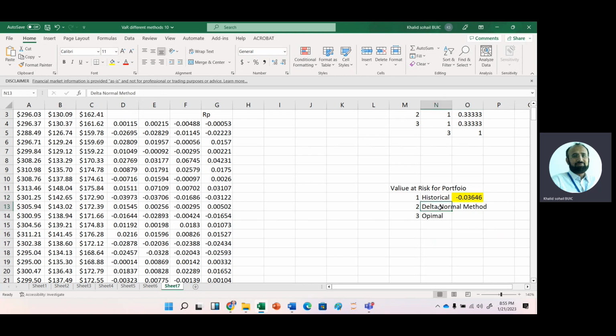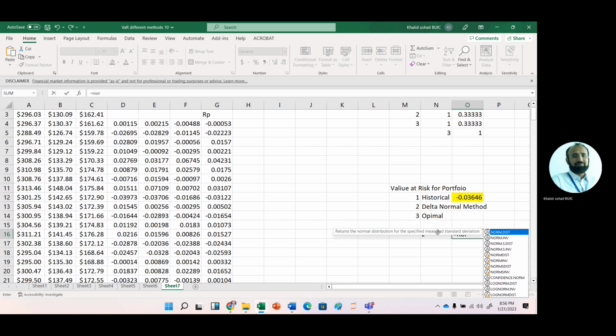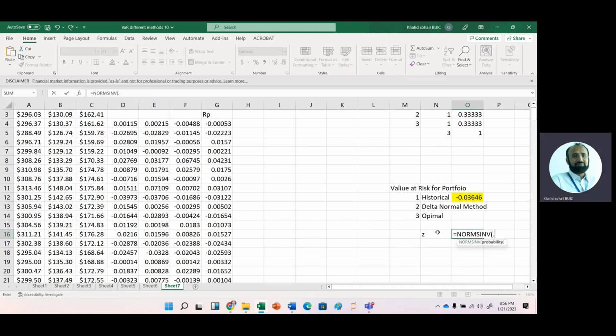Now we want to calculate value at risk for portfolio by using the delta normal method. For the delta normal method, we need the z value by using the norm inverse function. This one, and probability is 0.05, and this value is -1.64. And then we need the standard deviation of portfolio. But first, we calculate variance of portfolio, and then we will take its standard deviation. Means by taking the square root, we will get standard deviation.